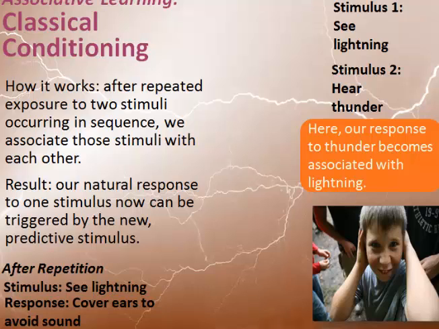Here's an example of classical conditioning. After repeated exposure to two stimuli in a sequence, we associate them with each other: lightning and thunder.